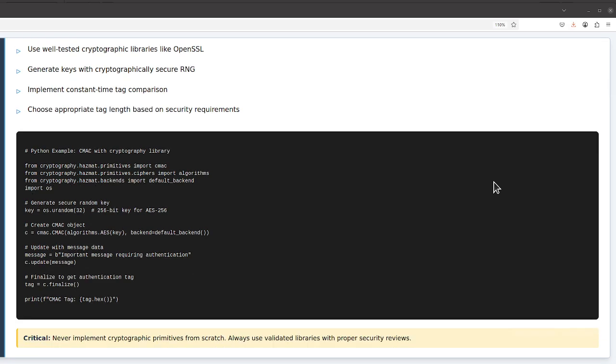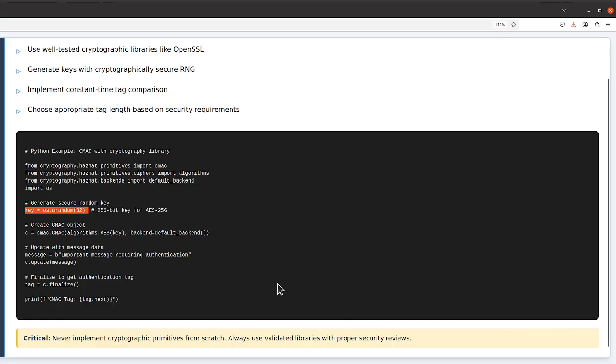Key management is critical. The secret key used for CMAC must be generated using a cryptographically secure random number generator. Never derive keys from passwords without using a proper key derivation function like PBKDF2 or Argon2. Keys should be stored securely using hardware security modules or key management services in cloud environments. Protect keys in memory and securely erase them when no longer needed.